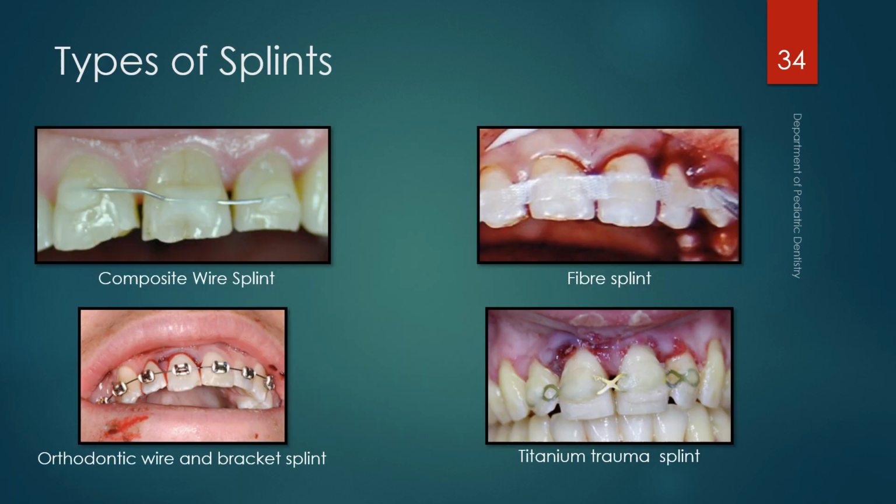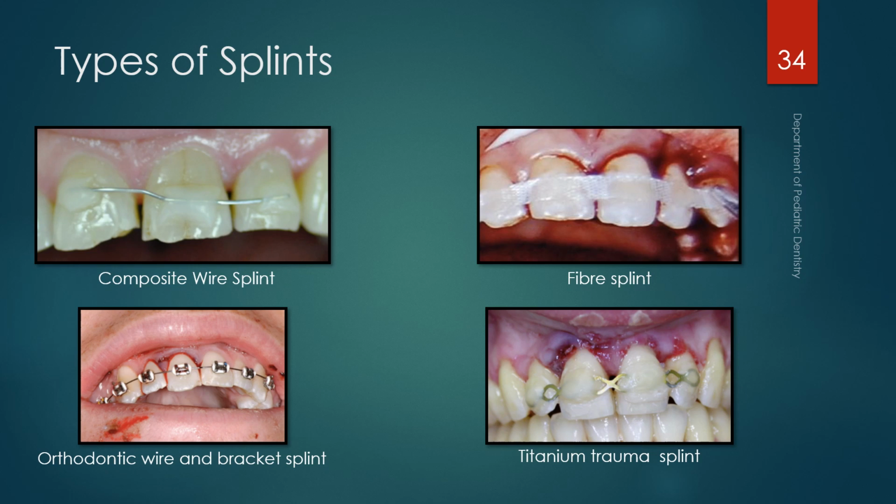Okay, now we have different types of flexible splints. What you see on your screen is the type of flexible splint. The first one is your composite wire splint. You take your orthodontic wire, 21 gauge or 22 gauge wire, and you use your composite resin and splint the tooth. You have to use the anchor of one tooth on the mesial side and one tooth on the distal side, so the tooth which is splinted comes in the middle. It takes the support of the two adjacent teeth.